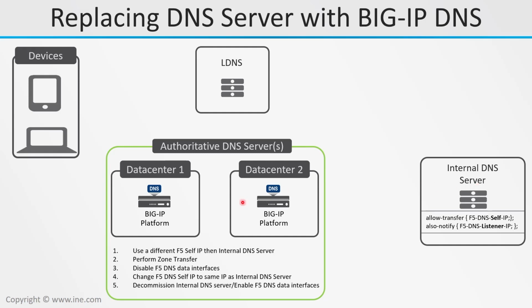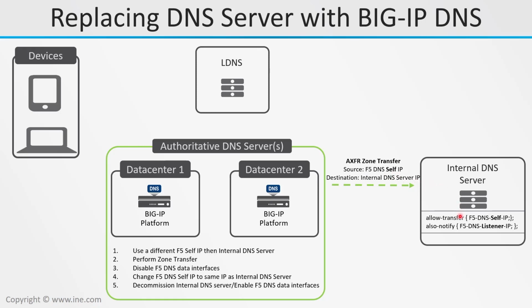So the 5 steps here I've listed, we can use a different self IP than what the internal DNS server uses. Obviously, we don't want any duplicate IPs, right? So we configure the DNS self IP. If these are set up in an HA pair, so you have 2 per data center, then it would be the floating self IP. So we'd use a different IP address, and then we would perform the zone transfer to your existing internal DNS server. All right, so we're sending a zone transfer request. This is coming from the F5 DNS self IP to your internal DNS server.